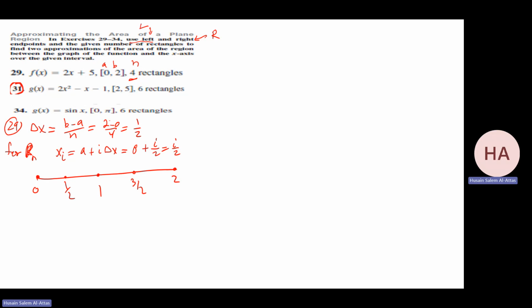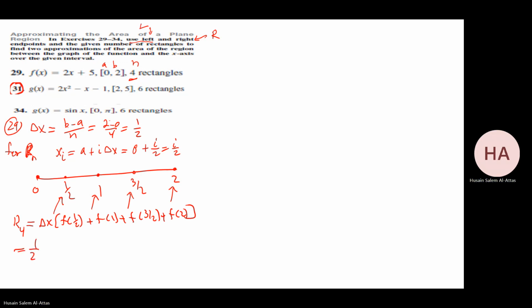So for Rn, I want the right endpoints. R4 will be what? Delta x times f of half, plus f of 1, plus f of 3 over 2, plus f of 2. And that gives me what? Delta x, which is half, times f of half. What is the function? This is the function. F of half will be 6.